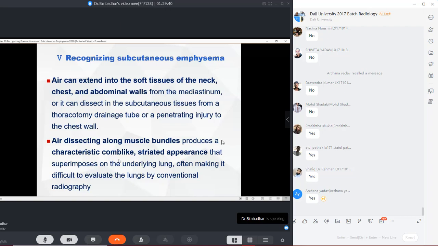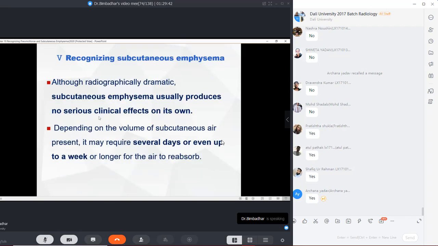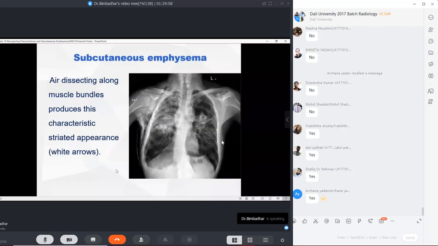Okay, right? So subcutaneous emphysema generally has no serious clinical effects, and it will take time to resolve. It will take several days to a week or longer to reabsorb. You see here, there is a lot of hazy density present over the subcutaneous tissue when compared to the normal X-ray. If we remember the normal X-ray, we can see it, but this patient could have met with an accident, and there is a lot of subcutaneous emphysema present here.